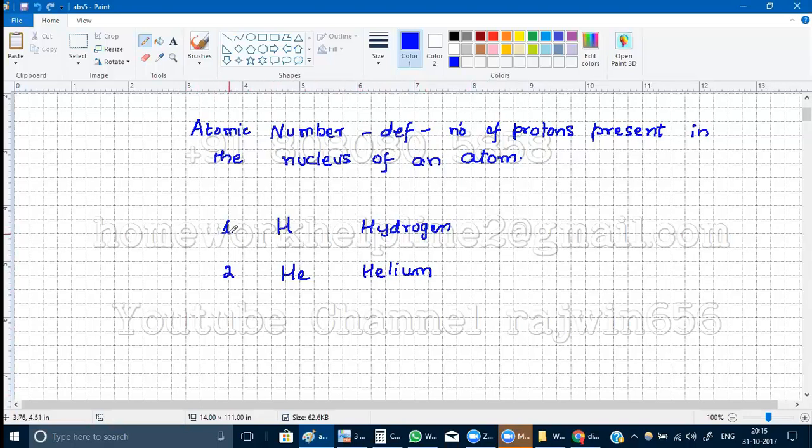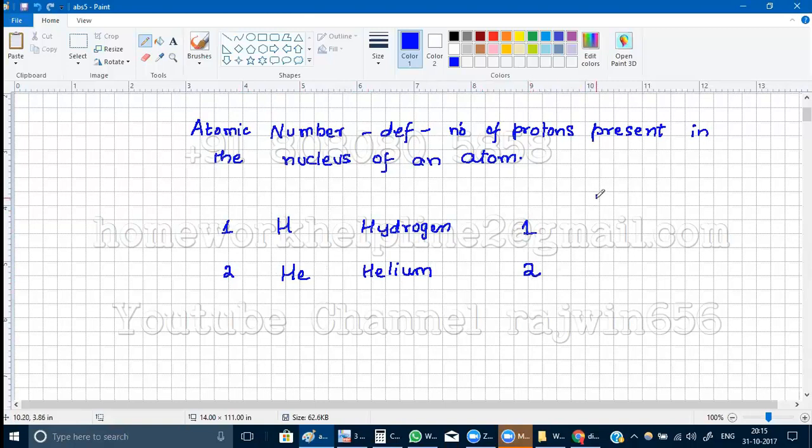Because here the atomic number of hydrogen is 1, it will have 1 proton. So the number of electrons that will be present will be 1. So that 1 electron will come in the first orbit. The atomic number of helium is 2. So there are 2 protons, so there will be 2 electrons. These 2 electrons, we are going to place them in the first orbit. So the electronic configuration of helium is 2.